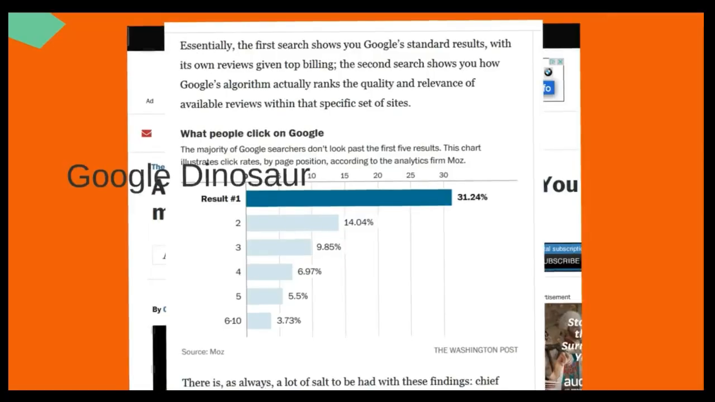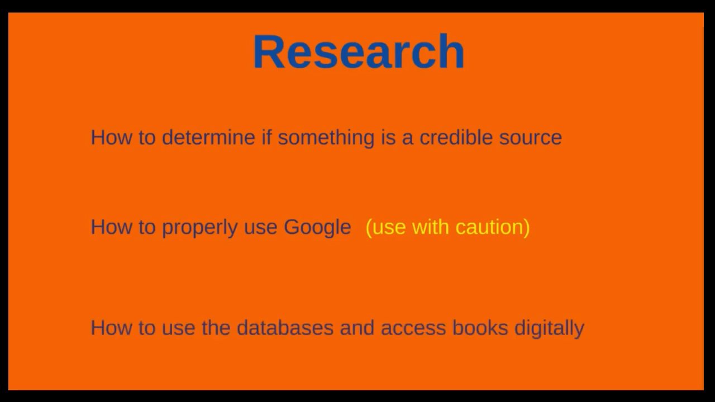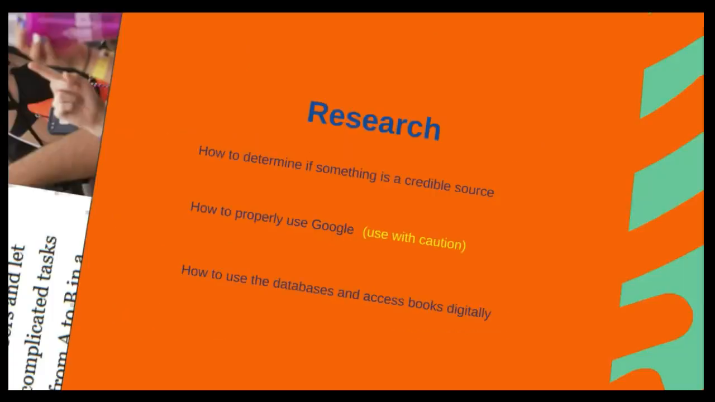and what you find from Google. So now that we've talked about the issue with Google, let's discuss what's going to be addressed in this video. First, I'll be talking about how do you determine if something's a credible source, how do you properly use Google, which you have to do with caution, and how do you use the databases and access books digitally. So let's first start with how do you determine a source is good?